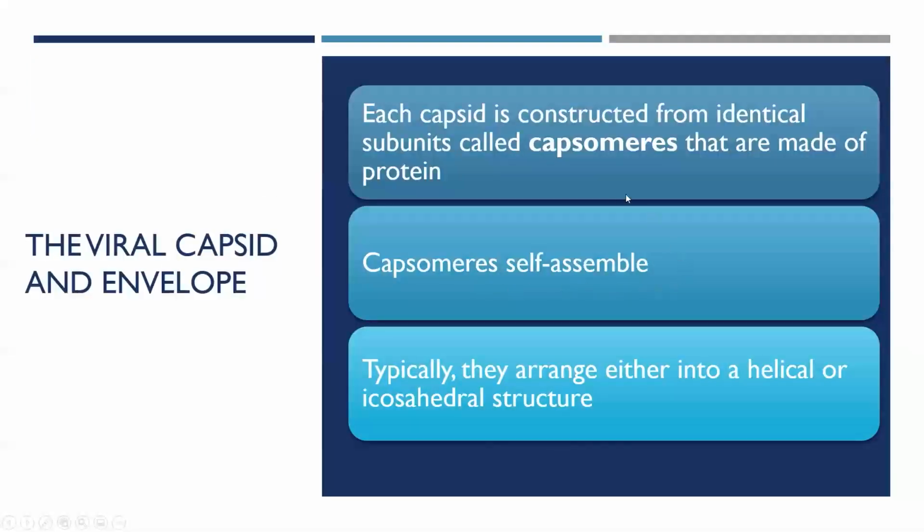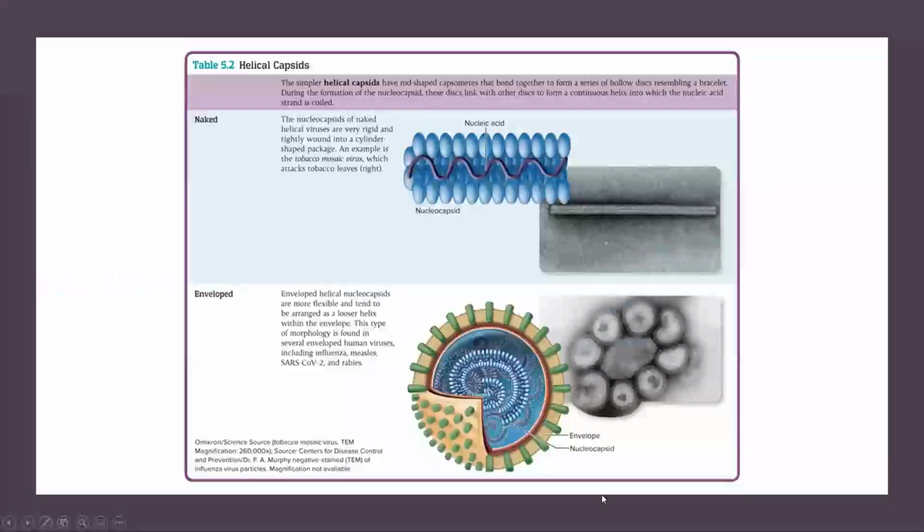Capsomeres can self-assemble, so they don't need a special enzyme to put them all in place. They just find the lowest energy state, which happens to be formed into the capsid. Typically, they'll arrange either into a helical or icosahedral structure. So helical being more like tube shaped, or icosahedral, a 20-sided, very geometric, more sphere with sides on it structure. Okay, so we're going to zoom in on each of these.